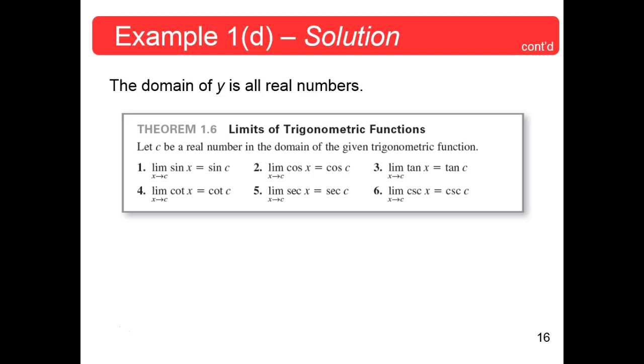Here's the thing. Let c be a real number in the domain. So the big question is not what the limit is, it's what the domain is. And what's the domain of sine x? All real numbers. What's the domain of cosine x? All real numbers. What's the domain of tangent x? Ooh. Well, what is tangent x? Sine over cosine. So therefore, the domain of tangent x is all places where cosine x is not equal to 0. And where is cosine x equal to 0?